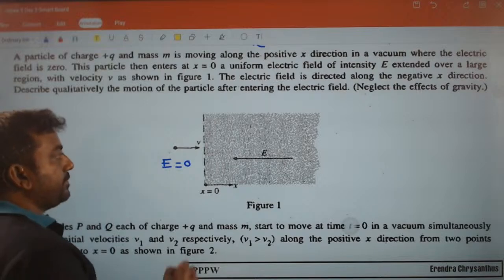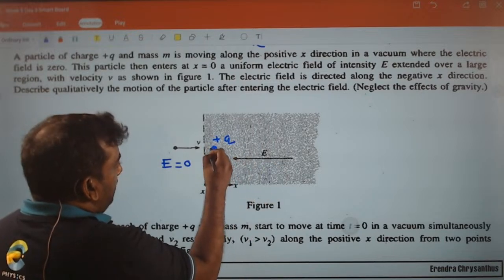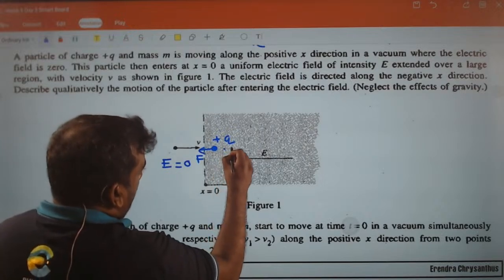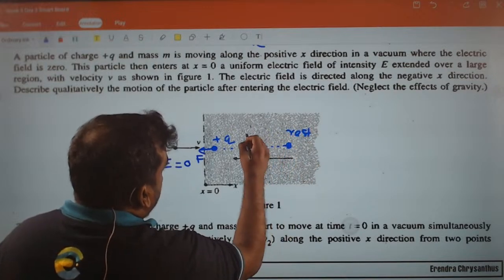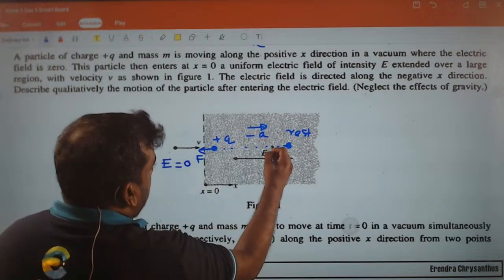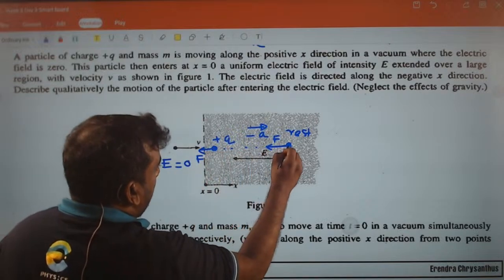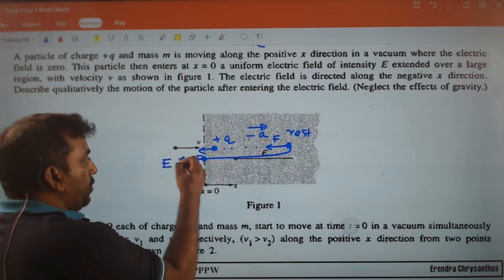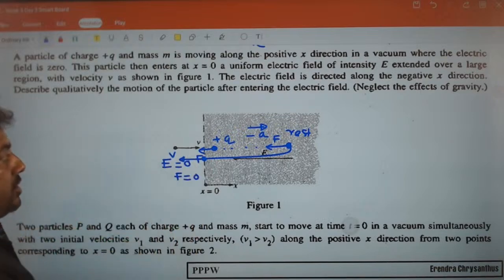So what will happen? When the positive charge enters, because of the electric field there will be a force in the opposite direction. So the particle will decelerate, come to rest. But still there will be a force in the opposite direction. Then the particle will turn back and accelerate outwards. Once it goes out, the force will become 0, which means it travels out with a constant velocity. So you can write that.